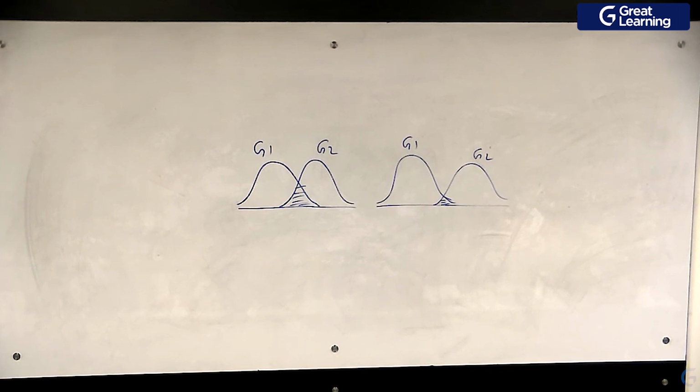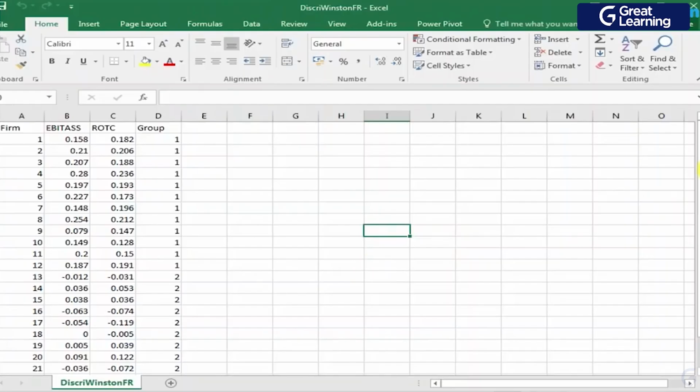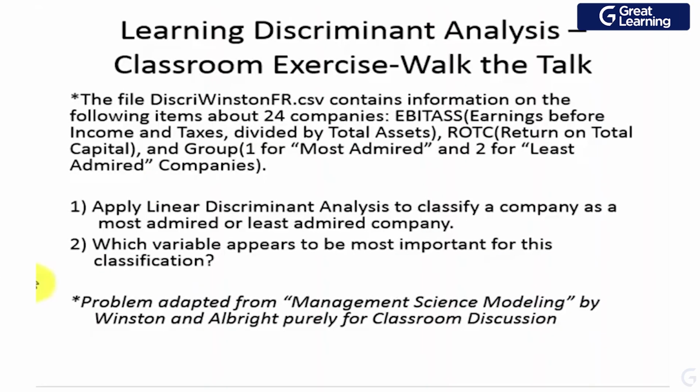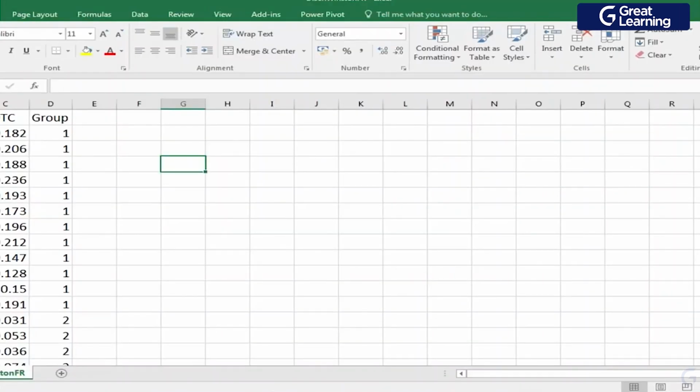And let us now open the Excel file and just see here what it contains. I have made it 1 and 2, most admired, least admired. Group 1 for most admired, 2 for least admired. Instead of 0, 1, it is 1, 2. It does not mean 2 is bigger than 1. I have put 1, 2. Okay. This is an in-class exercise which I want to do.